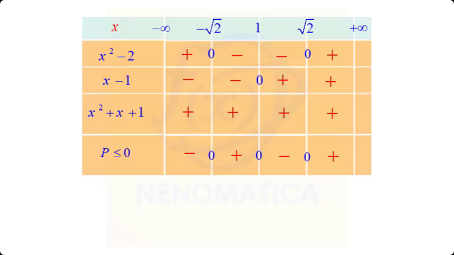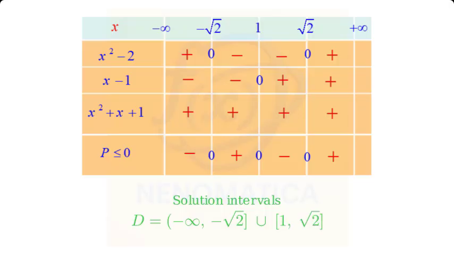Step 6. Plot the solution on a number line. The solution comes from the negative regions and the zeros, from negative infinity to negative square root of 2, closed at negative square root of 2, and from 1 to positive square root of 2, closed at both ends. Finally, state the solution set in interval notation. Recap. We rearranged the inequality.